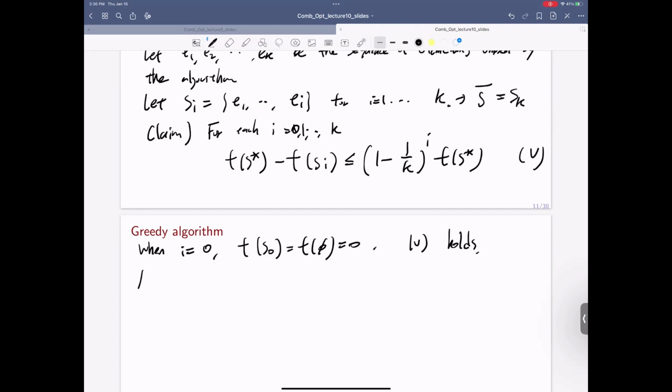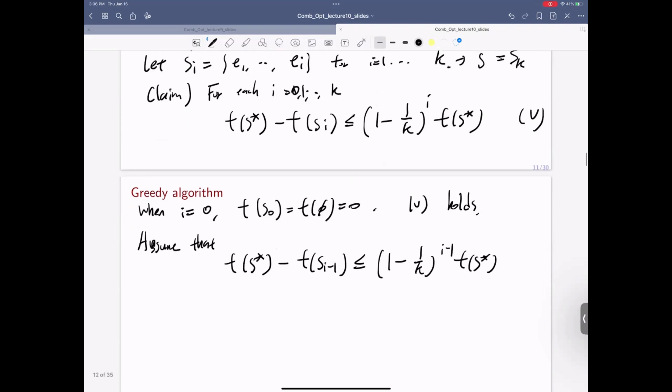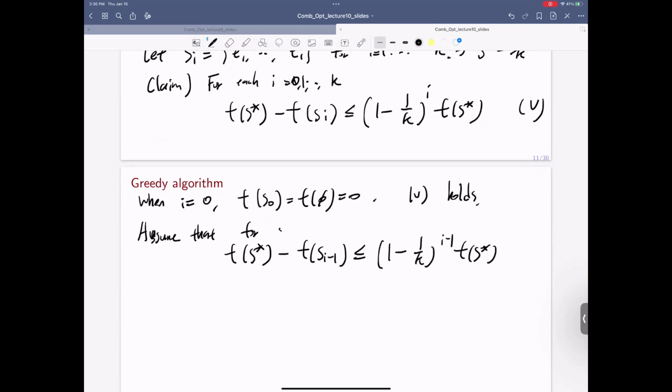And assume that f of S star minus f of S_{i-1} is at most (1 minus 1 over k) to the i minus 1 times f of S star, for some i greater than or equal to 1. And I argue by induction, and let's look at S_i.